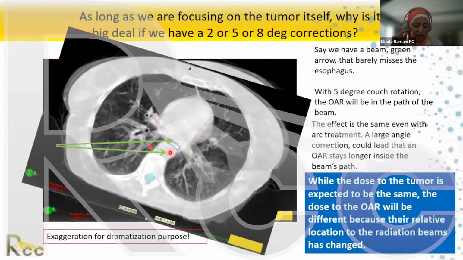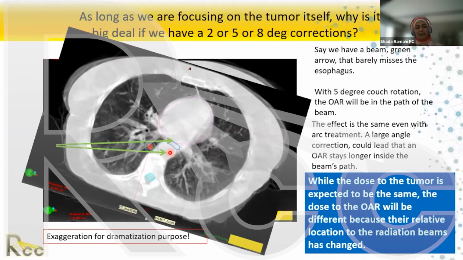And another question: actually for lung, we never do full arc, we do half arcs. We still have the same problem. We still have to worry about a lot of rotational discrepancy, because it's the same principle. If I have an arc and I have an organ at risk sitting next to the tumor, it's getting some dose from the arc.